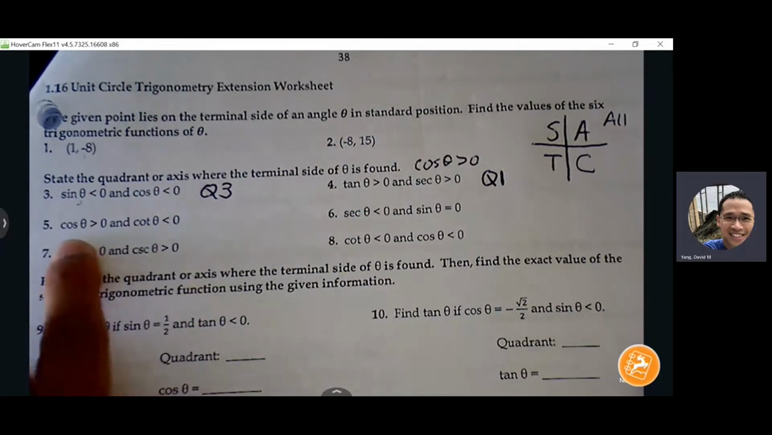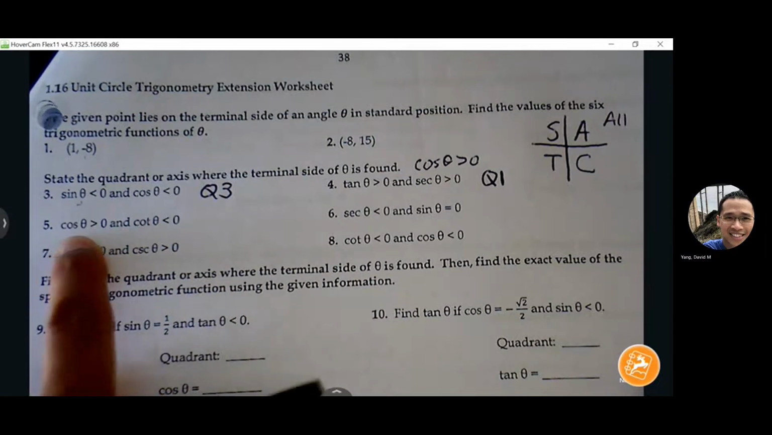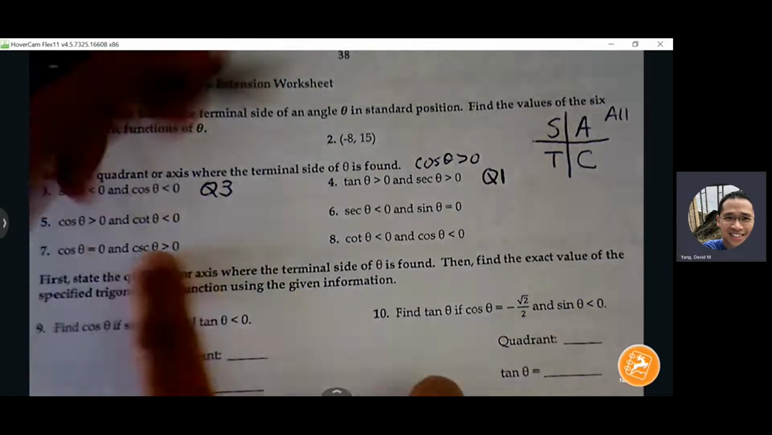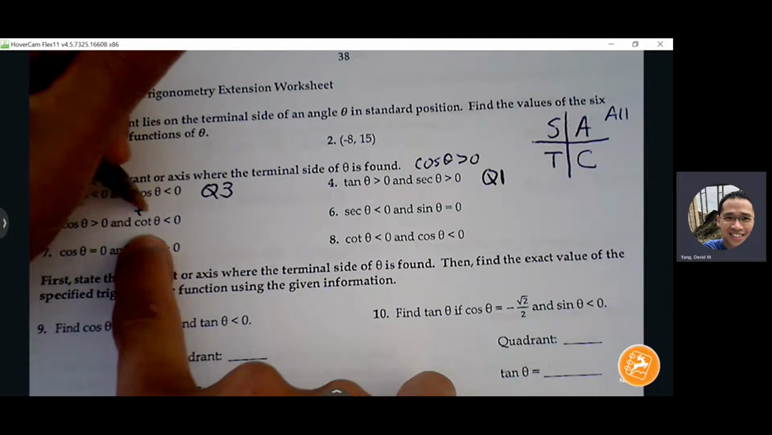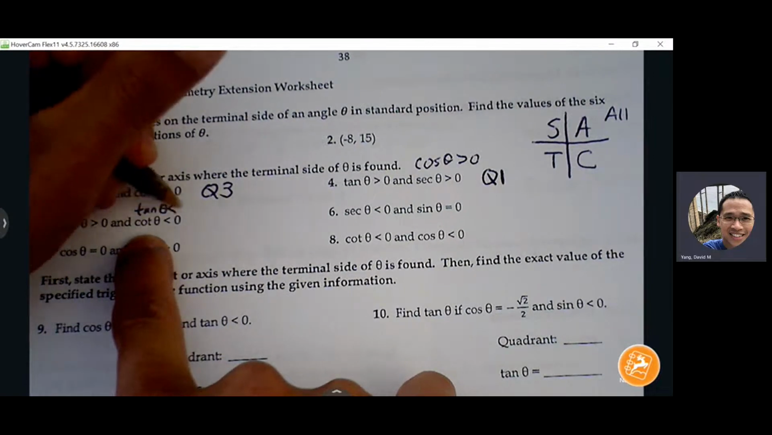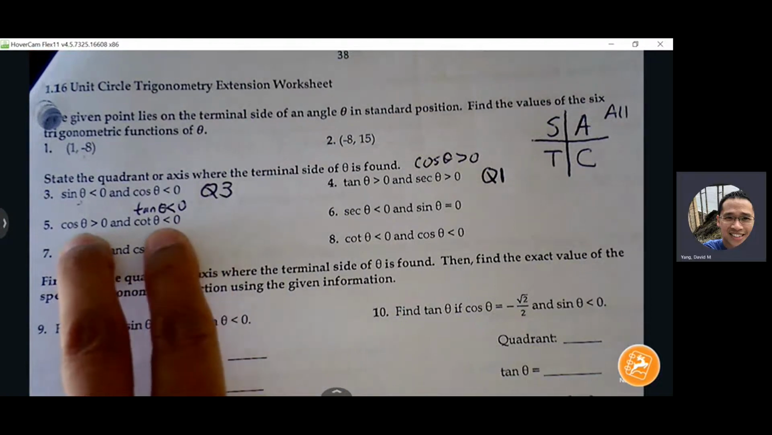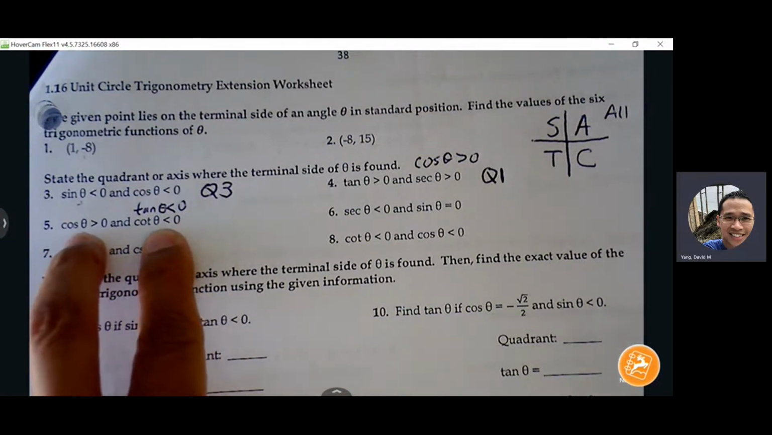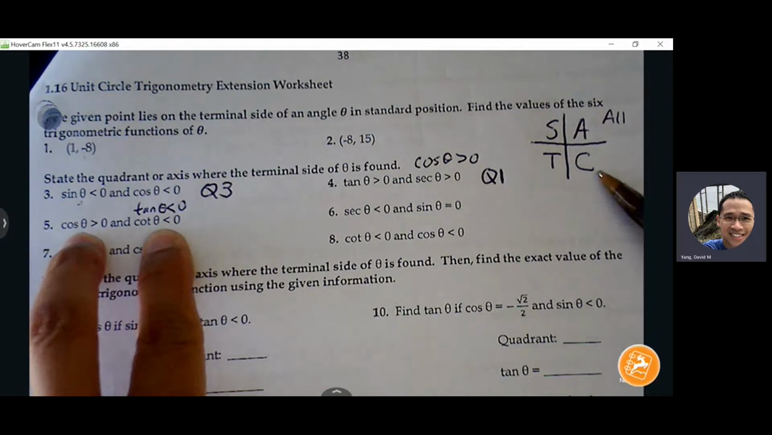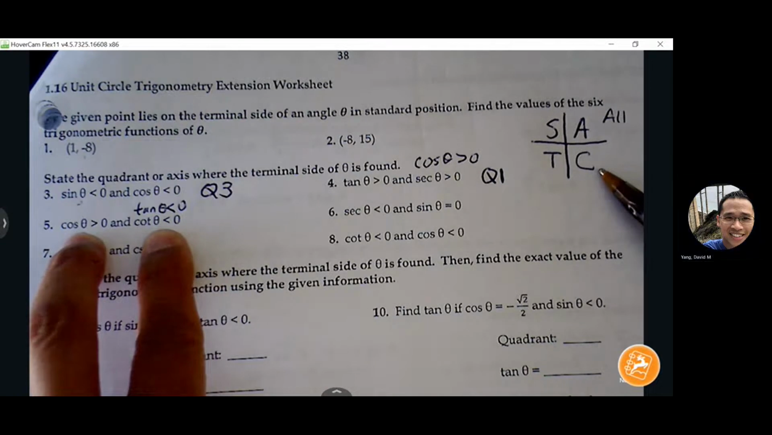Okay, number 5. Cosine is positive and cotangent is negative. So whenever I see a reciprocal, I'm going to just put the one that I recognize more, which is tangent. So where is cosine positive and tangent negative? Quadrant 4, because only cosine is positive, which is forcing every other trig function except secant to be negative.